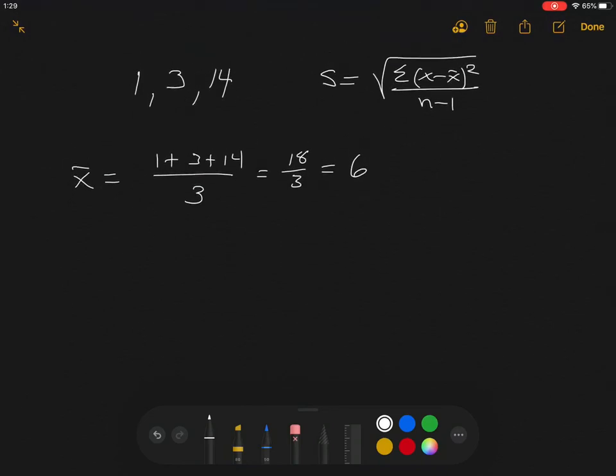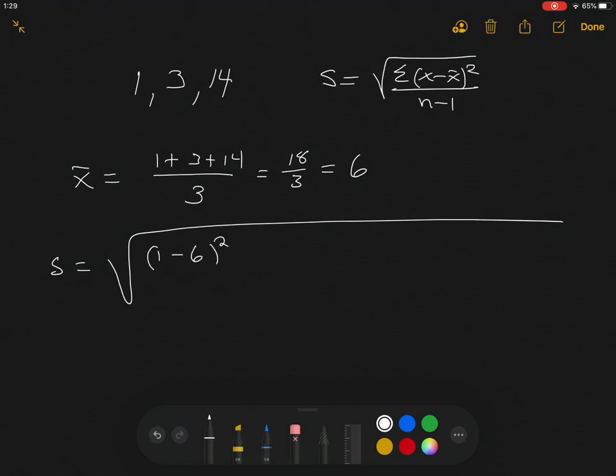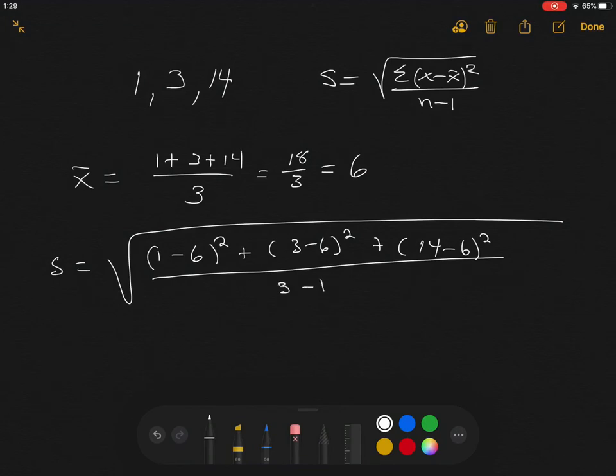What I need to do is S is equal to the square root of this long expression, where I'm going to add up x minus x bar: 1 minus 6 quantity squared, plus 3 minus 6 quantity squared, plus 14 minus 6 quantity squared, and all this divided by n minus 1, so 3 minus 1, which is 2.